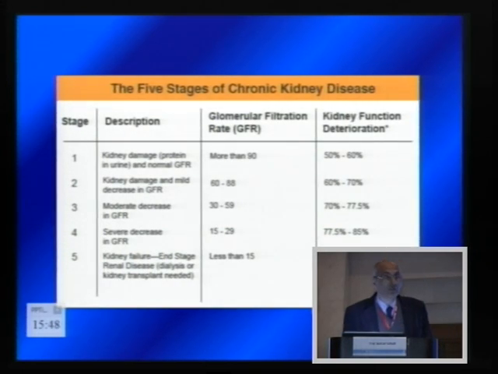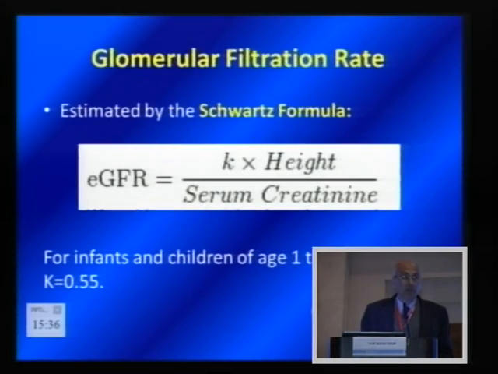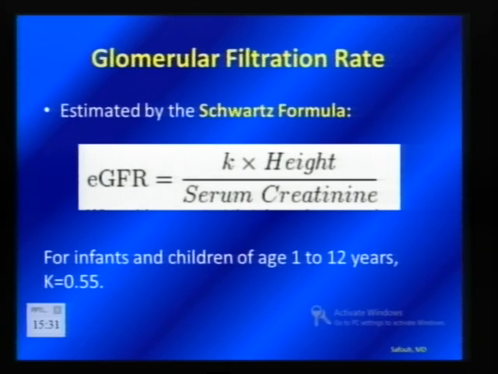And this is the definition we used for the staging of CKD. I'm sure all of you are familiar with that. There is no need to waste time on the different 5 stages of CKD, and we tried to classify the cases into these 5 stages. And we used the Schwartz formula for calculating GFR, and the Schwartz formula is an estimate of the GFR by dividing the height multiplied by a constant K over the serum creatinine of the patient to determine the GFR and to classify the patient into the CKD stage.